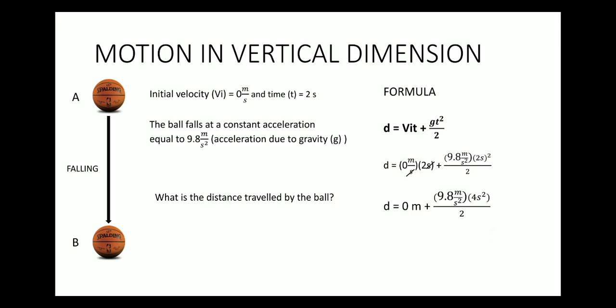Cancel seconds. 0 times 2 is 0. Then the square of 2 is 4, times 9.8 over 2. Cancel s squared. 9.8 times 4 is 39.2 meters, divided by 2 is 19.6 meters. That is how we compute the distance in the vertical dimension. Same formula, but we need to change a to g.